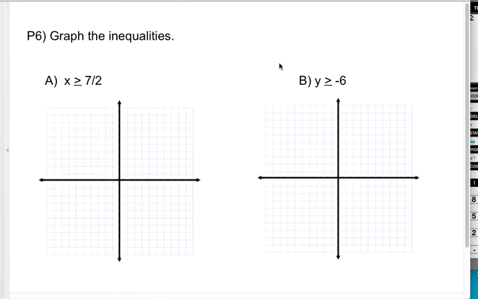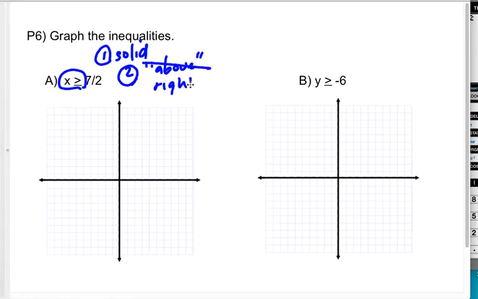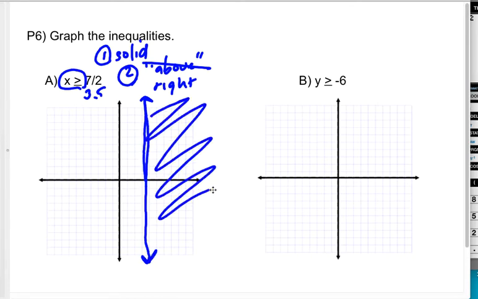All right. P6, x is greater than or equal to 7/2, right? So this is going to be solid and above, but remember, for a vertical line, you can't really be above it, so you have to just be to the right, because it's a truly vertical line. Remember that 7/2 is the same as 3.5, so again, as best as I can, I'm going to try and draw this at 3.5. I will probably miss terribly, but I'm trying to split the difference between 3 and 4, and I'm shading above, so that's going to be the values to the right for x's, right?